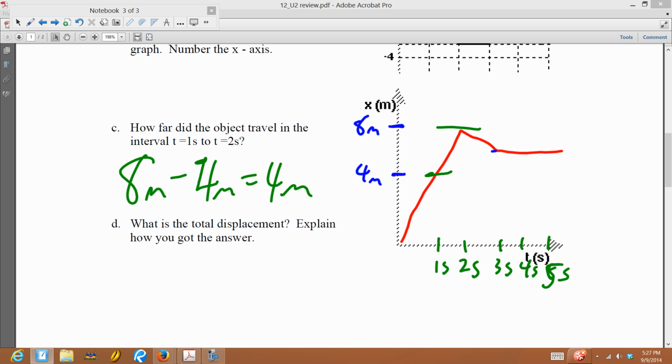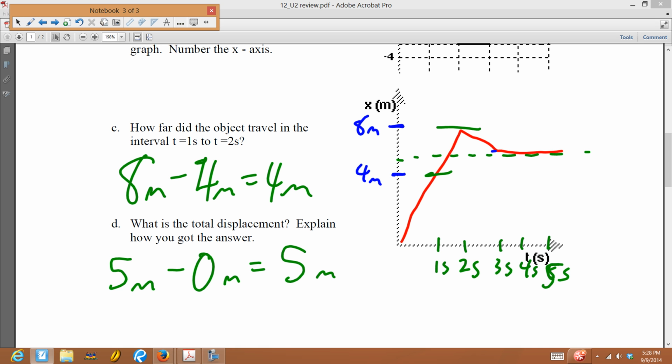What is the total displacement? Explain your answer. Okay, I would say my total displacement would be, I ended up at 5 meters. Okay, it's over here, remember? After going backward 3, we ended up at 5. We started out at 0 meters, so our total displacement is 5 meters.